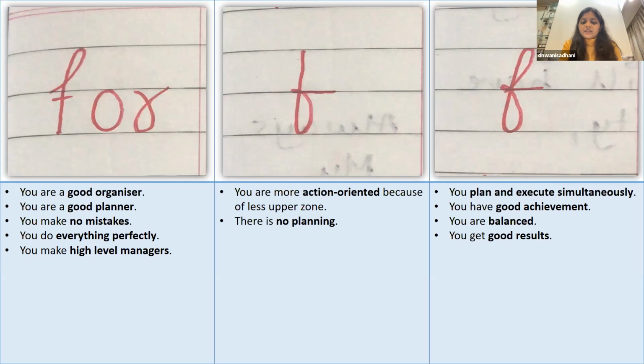Now we'll do the second one. So these people, their lower zone is very good. Can you see their upper zone is not very good, but the lower zone is perfect? So what would lower zone mean? I just told you all. Action oriented. Execution. Yes, correct. So these people will be good executors.